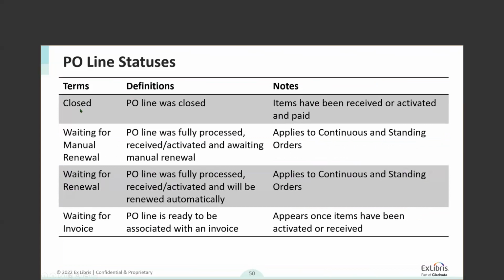If a PO line is closed, so for one-time orders, they're done. For continuous orders, waiting for renewal. And I think in the release notes, we're changing this wording a little bit, maybe in the April release, which is going to hit over the weekend. So props to the reading up. I have a reminder on my calendar to read the release notes this week before the new Alma release comes out. I think I saw something in there about that. And then waiting for invoice.